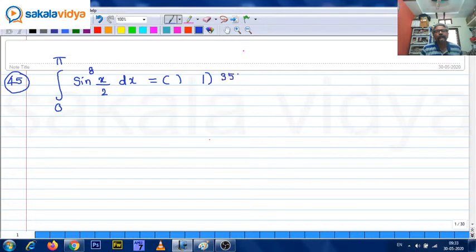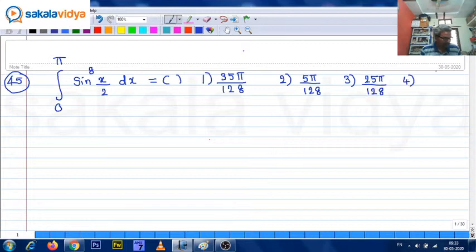First option, 35 pi upon 128. Second option, 5 pi upon 128. Third one, 25 pi upon 128. Fourth option, 3 pi upon 128. This is the question.